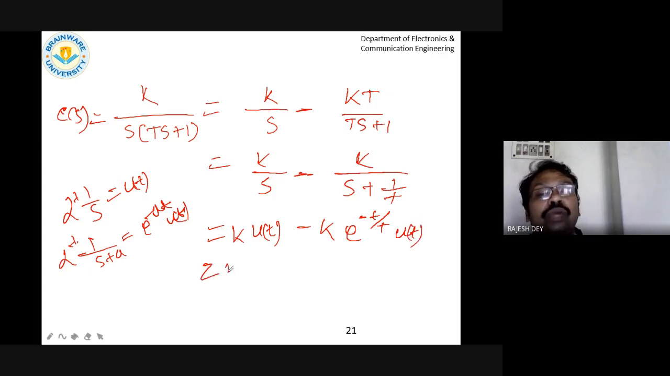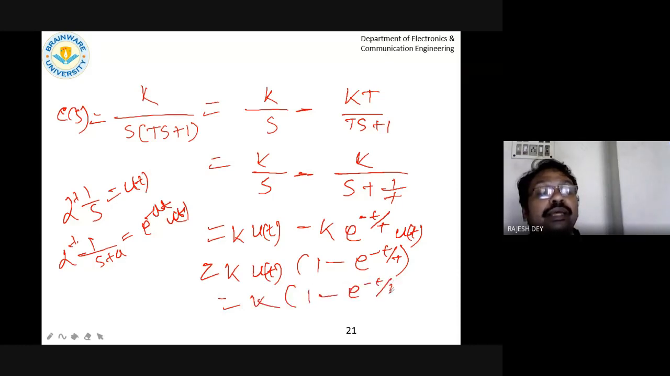Now k into ut common, 1 minus e to the power minus t by capital T. Ut is generally 1 if t greater than 0. So we can write k into 1 minus e to the power minus t by capital T. That is the step response of a first order system. Now go to the slide.